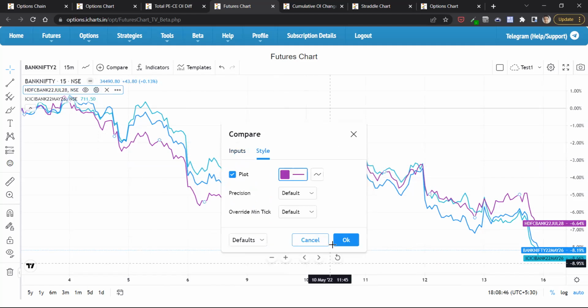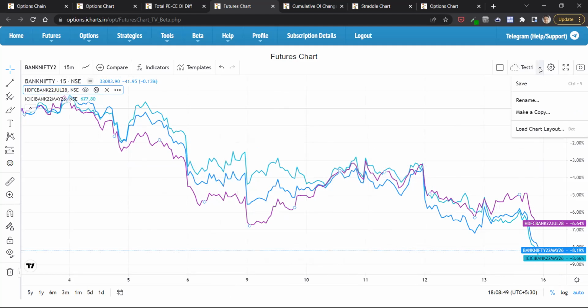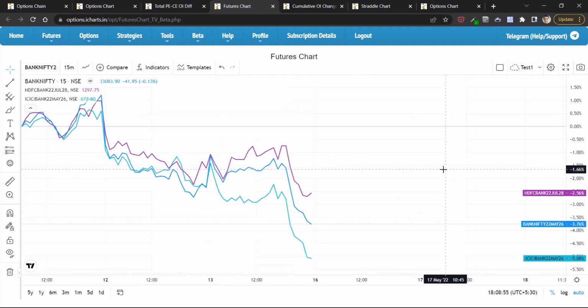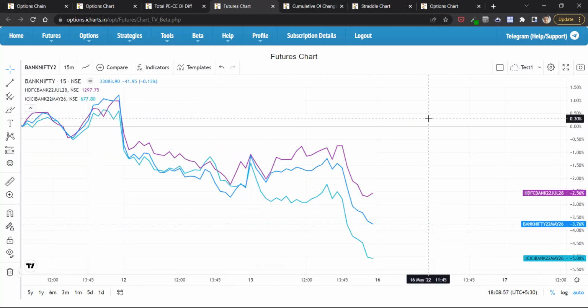Okay, fine, then it is okay. And just save it as a layout over here, so you can load it anytime. Okay, very good. So you can do this.